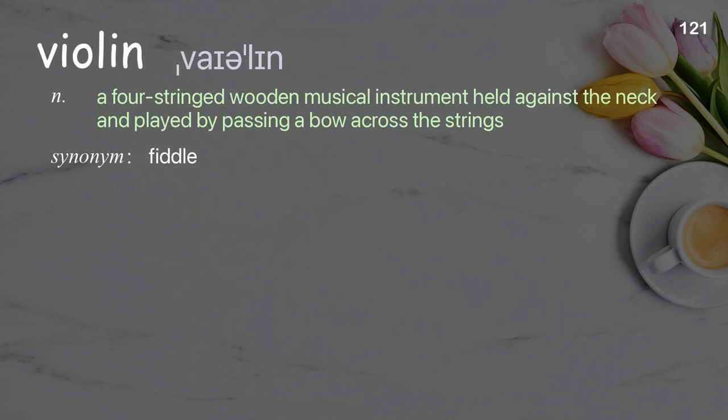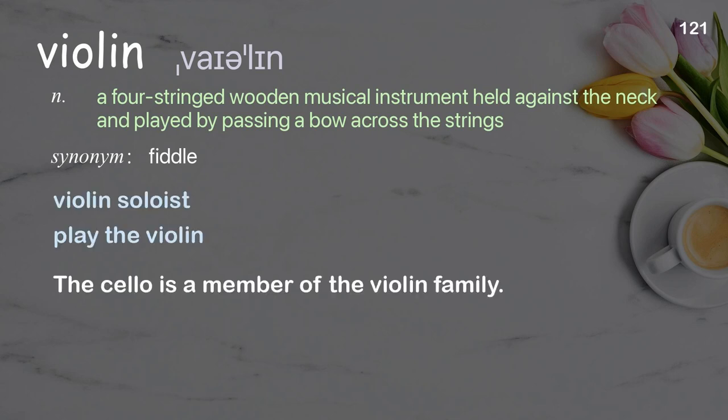Violin. A four-stringed wooden musical instrument held against the neck and played by passing a bow across the strings. Examples. Violin soloist. Play the violin. The cello is a member of the violin family.